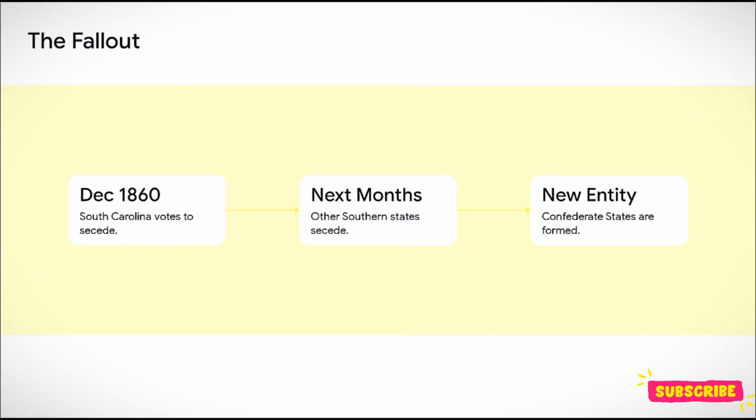It played out exactly like a series of falling dominoes. In December 1860, just weeks after Lincoln won, South Carolina became the very first state to officially secede, or break away from the United States. Over the next few months, that domino effect took fierce hold. Several other Southern states held highly charged conventions and followed right behind them. Ultimately, these seceded states banded together to form an entirely new rival government, the Confederate States of America.